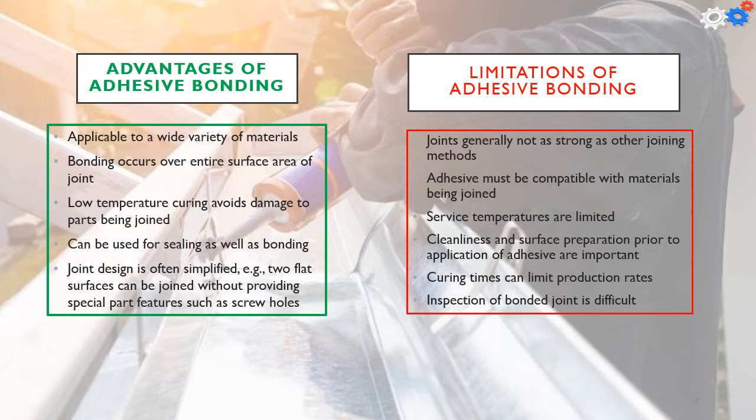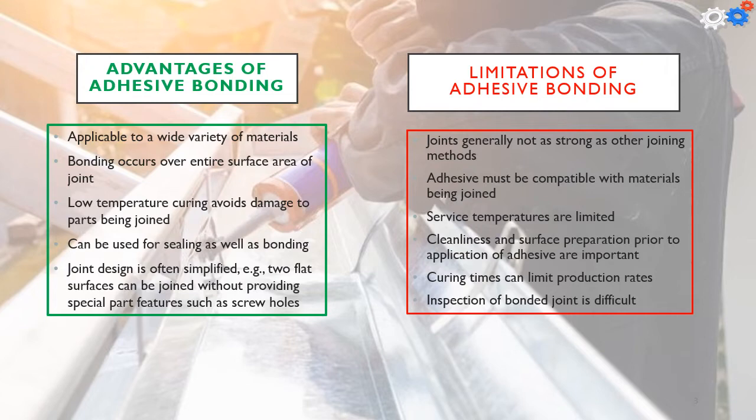Among the advantages of adhesive bonding are that it is applicable to a wide variety of materials. Also, the bonding occurs over the entire surface area of the joint. Low temperature curing will avoid damage to the parts being joined. It can be used for sealing as well as bonding. The joint design is often simplified. For example, two flat surfaces can be joined without providing special part features such as screw holes.